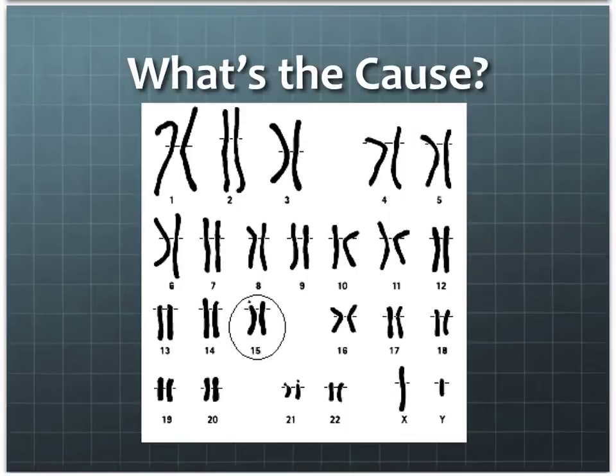The imprinting error associated with Prader-Willi syndrome takes place on band 11 of the long arm on chromosome 15, on the paternal side.